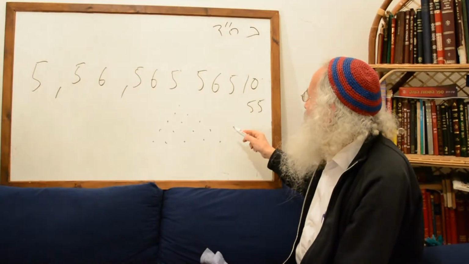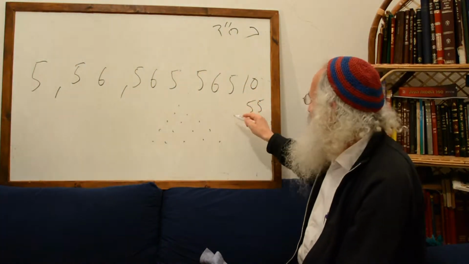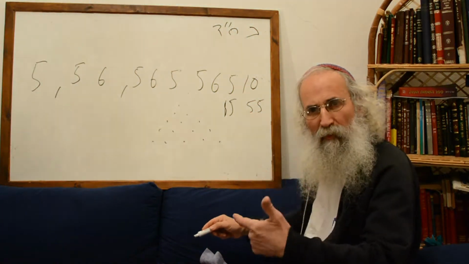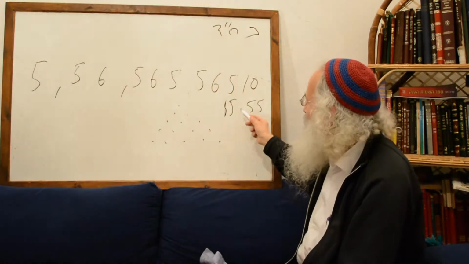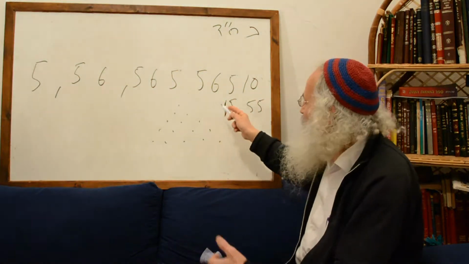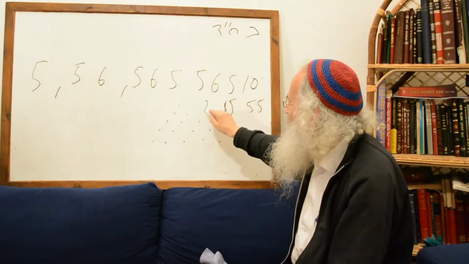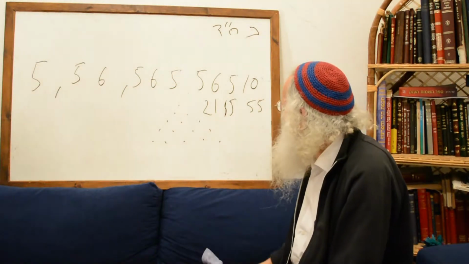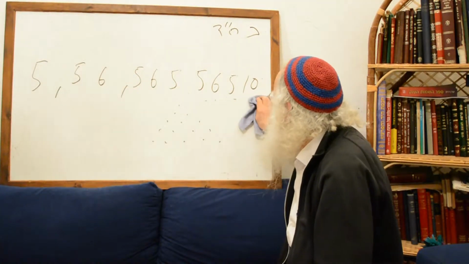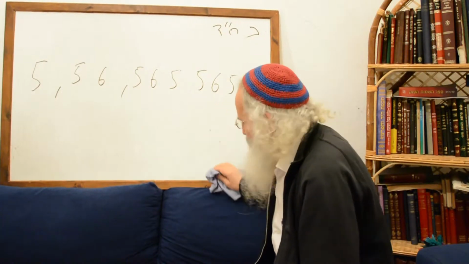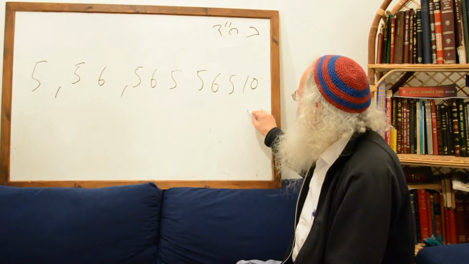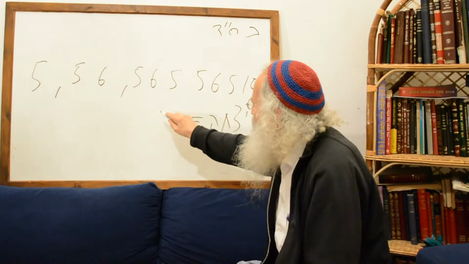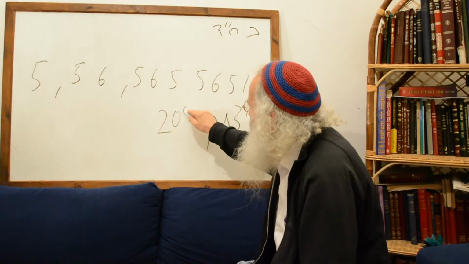Alright? The triangle of 5 will be 15, because 1 plus 2 plus 3 plus 4 plus 5 equals 15, etc. The triangle of 6 is 21. So I will do all these numbers this way. What I will get all together will be Yitzchak, that is 208.